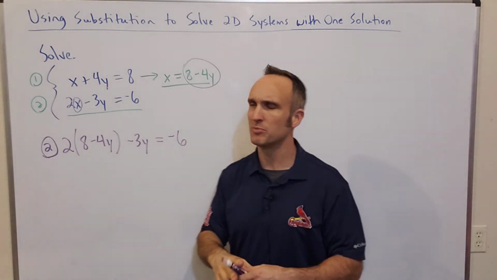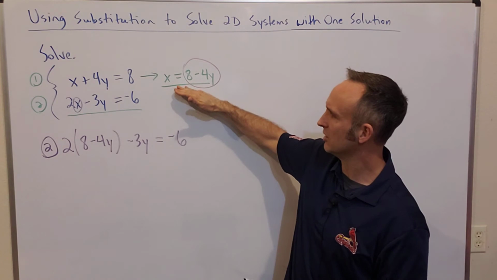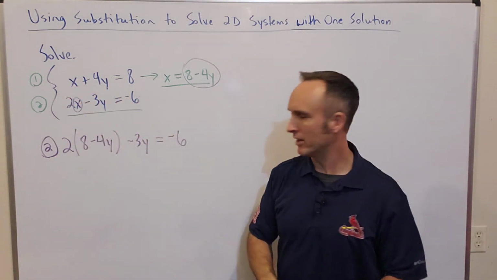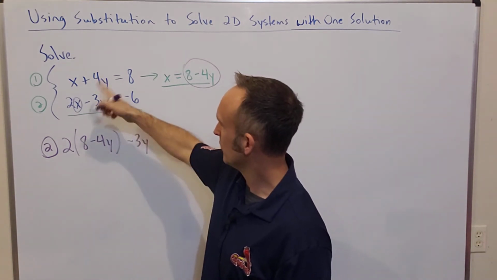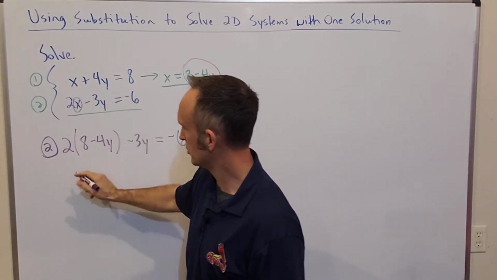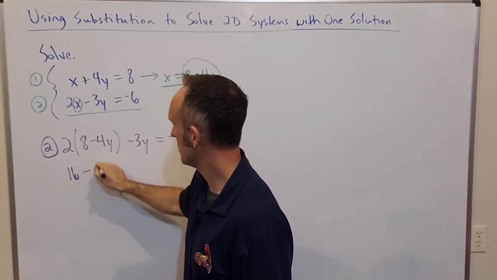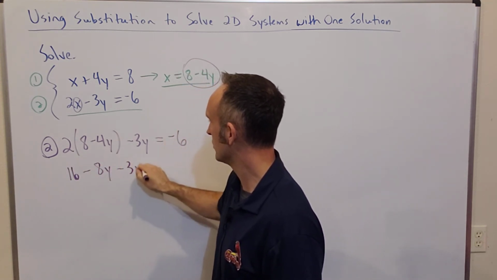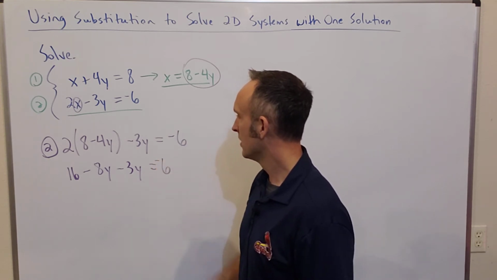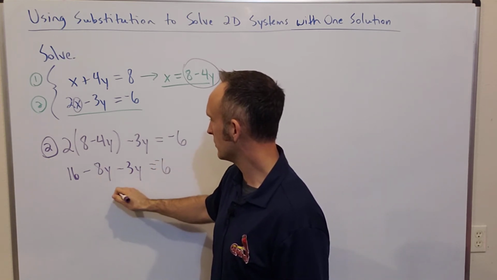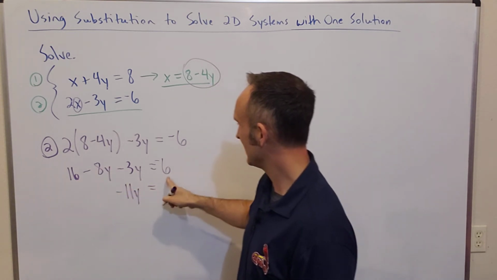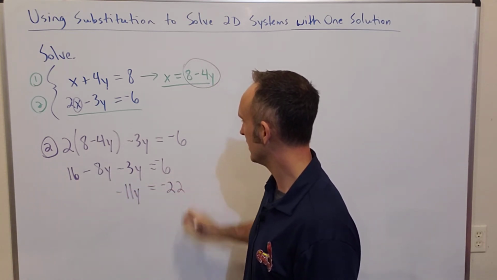By the way, there's nothing special about getting x by itself. If this was y, then I would get y by itself. It doesn't matter. Again, we could have gotten any of these isolated, but the x was the easiest. All right, distributing, we get 16 minus 8y minus 3y equals negative 6. Negative 8y minus 3y is negative 11y. Subtract 16, giving us negative 22.